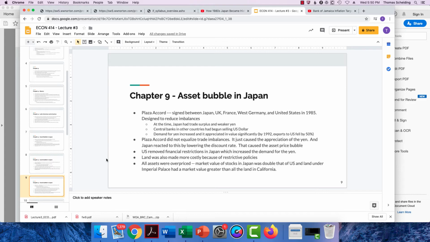I've already said most of this right here, so I will skip this slide, knowing that you already have it available to you. But basically, the Plaza Accord sounds great if you're a politician, because it makes it sound like we're really making sure that trade deficits between the U.S. and Japan are reduced. But all it really did was hurt Japan, by causing the yen to appreciate.